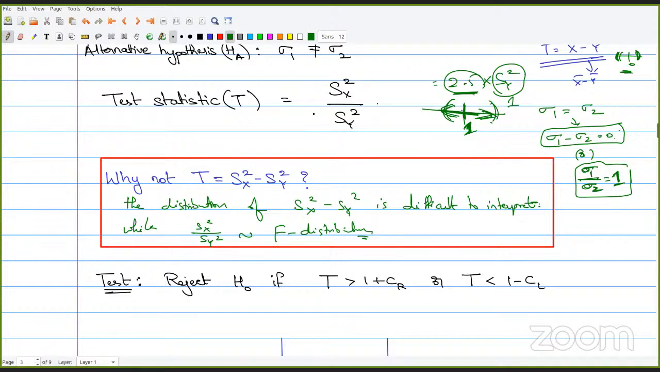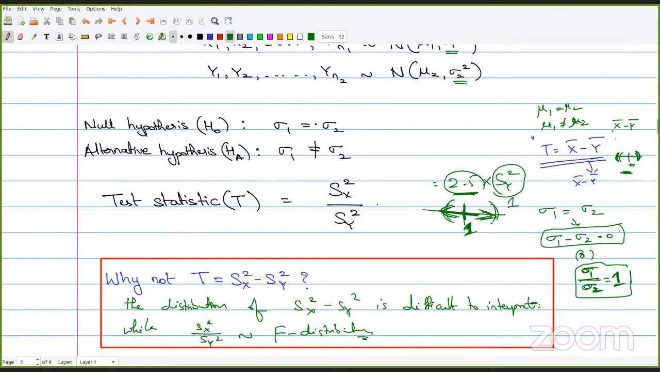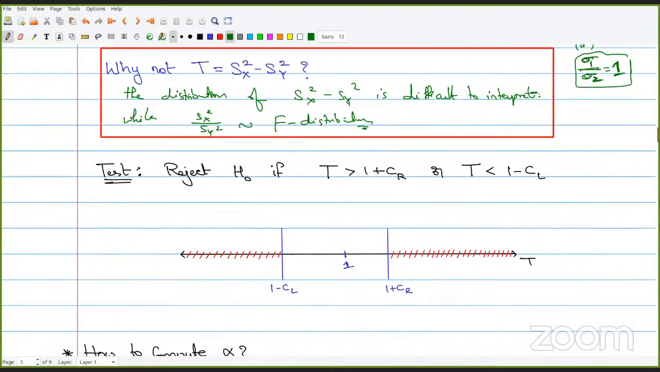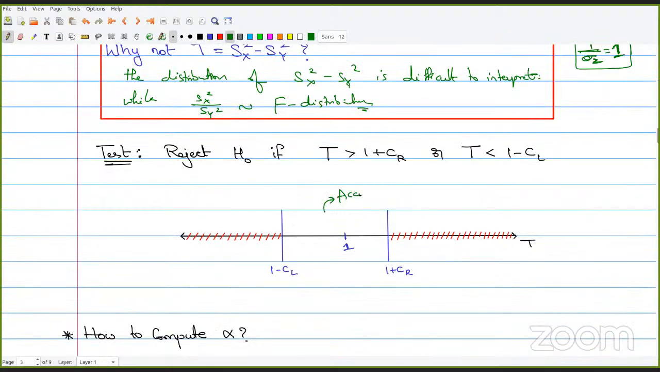So if this division is very much nearer to 1, then I might guess that the standard deviations are equal, or I won't reject null. I will accept null. So I'm going to accept H naught if the test statistic value falls around 1. So something left side of 1 and something right side of 1, that critical value we will fix. So this is also a critical value.